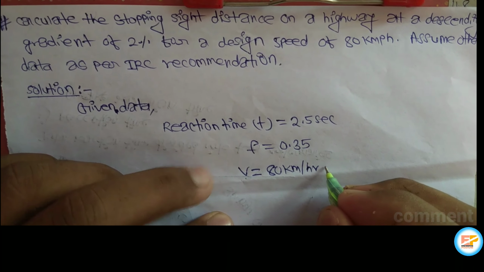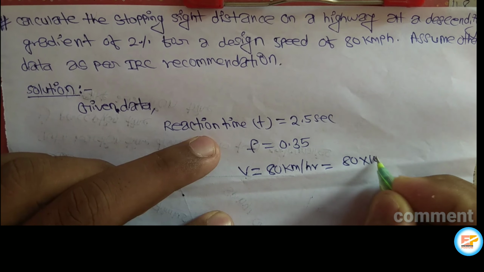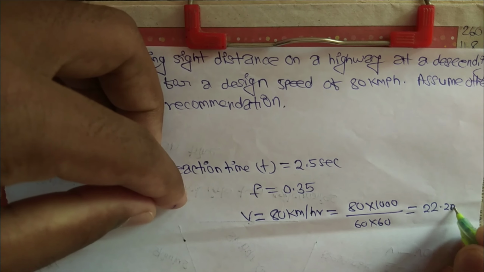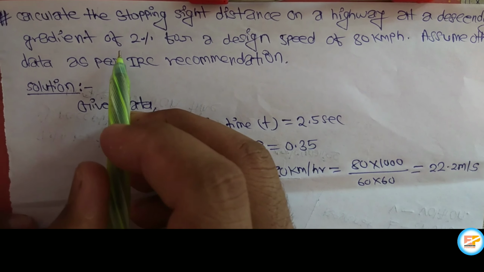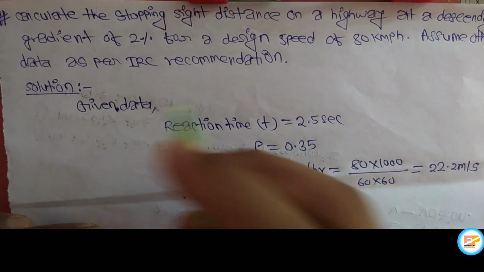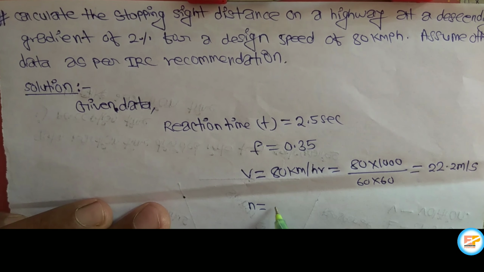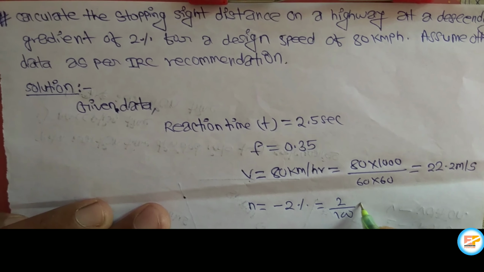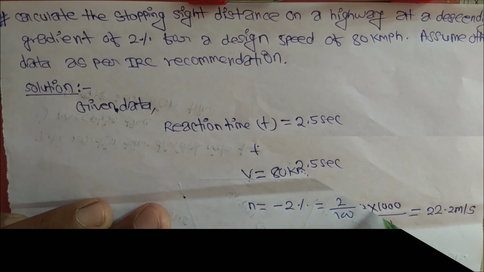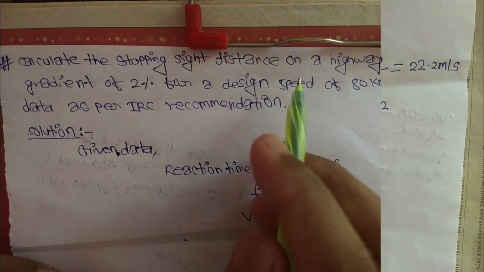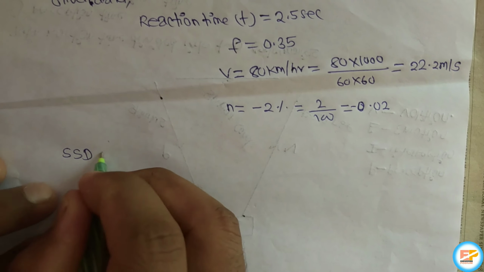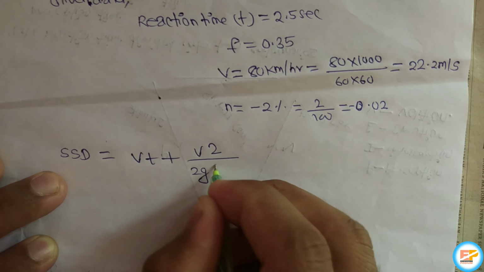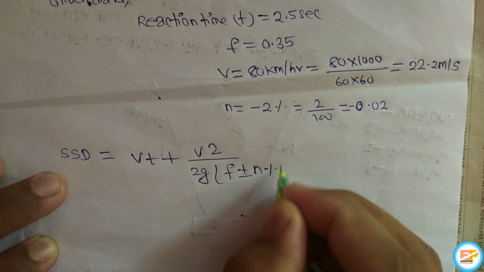Converting into meter per second, you will get 22.2 meter per second. Descending gradient is given 2%. Descending gradient means moving downward, so n is downward, negative 2%. Converting the percentage, you will get 0.02. The question is asking to calculate the stopping sight distance. So the stopping sight distance formula, SSD, is equal to Vt plus V square by 2g into f plus minus n%.